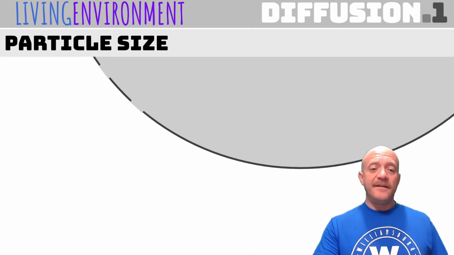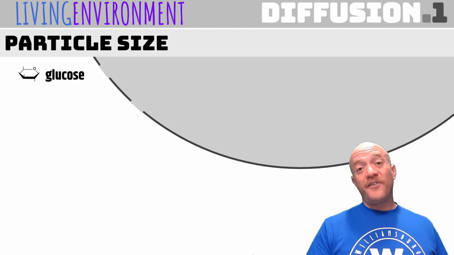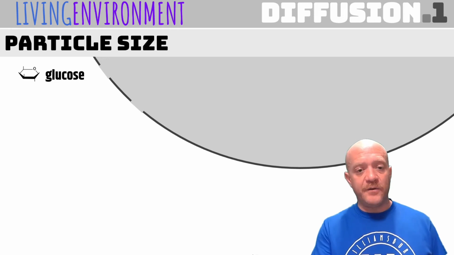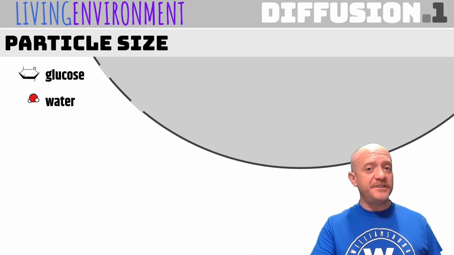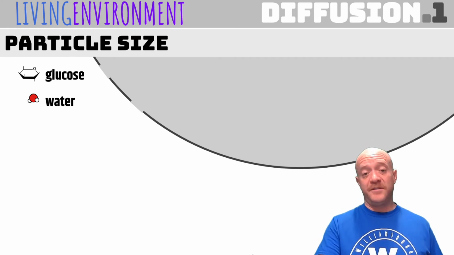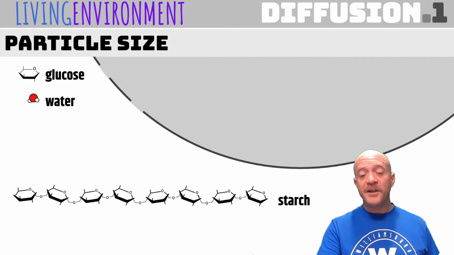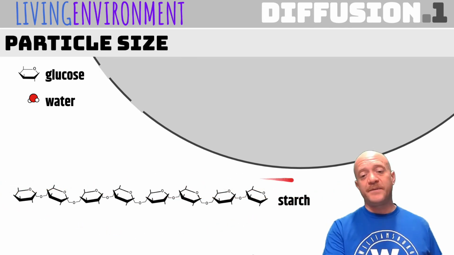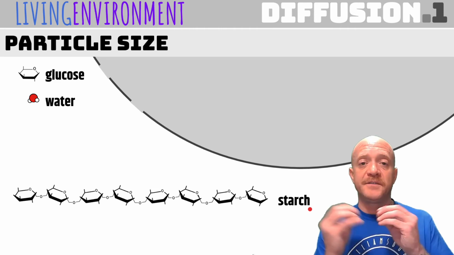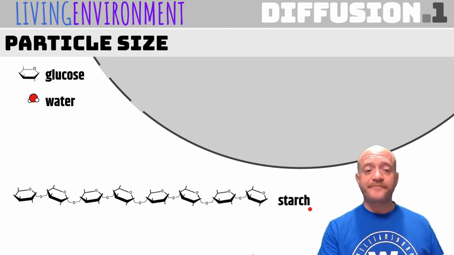and some particles are very small, like glucose and water. But some particles are actually quite large, like polymers, especially starch. Remember that starch is a bunch, and there's many, many more than this, but starch has hundreds or even thousands of glucose molecules bonded together.